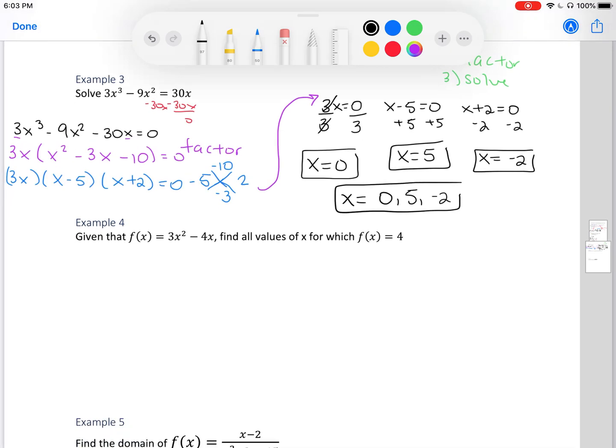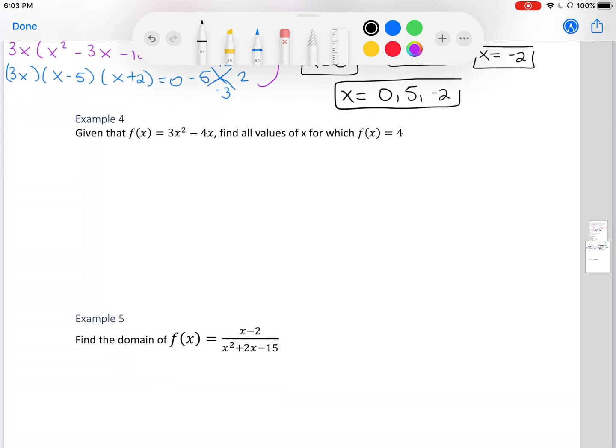Next example. Given that f of x is equal to 3x squared minus 4x, find all values of x for which f of x equals 4. Okay, f of x is equal to 4, so they're the same thing. So that means I can replace that f of x with the 4. And then our goal is to solve for x. So far what we have is 4 is equal to our expression, which is 3x squared minus 4x.